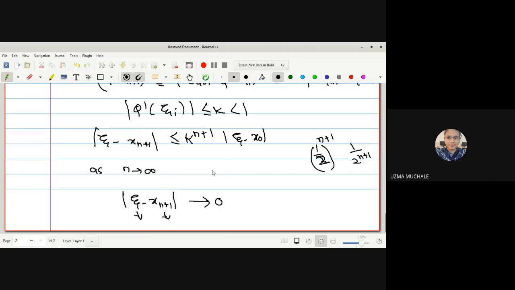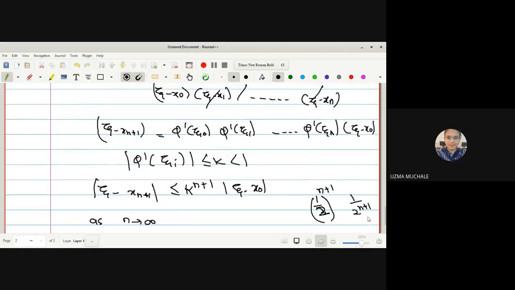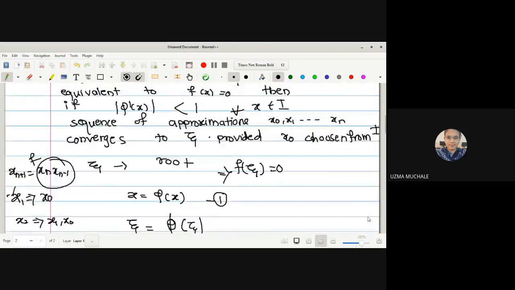That means as you increase the number of steps, you will come closer and closer to the exact root of our equation. Or this statement I can write as limit as n tends to infinity, xn plus 1 is equal to zeta. Okay, let us see what we have seen in this.